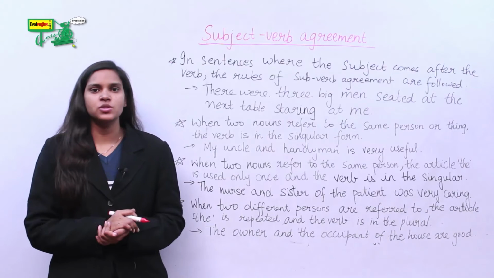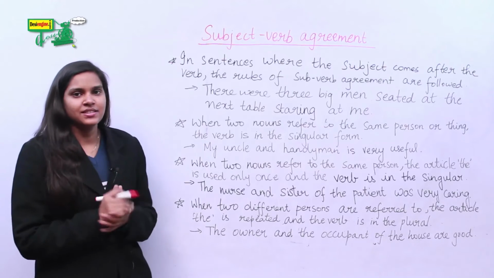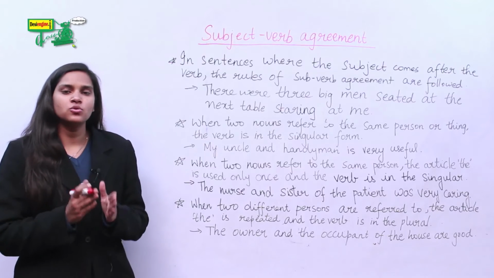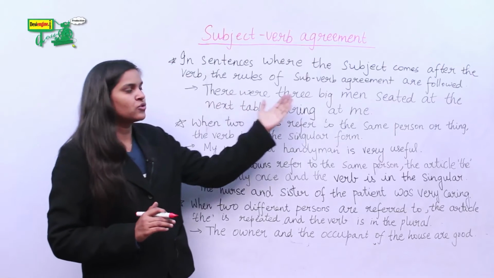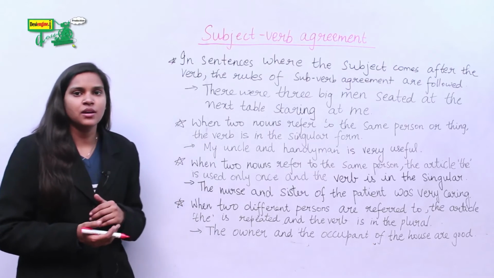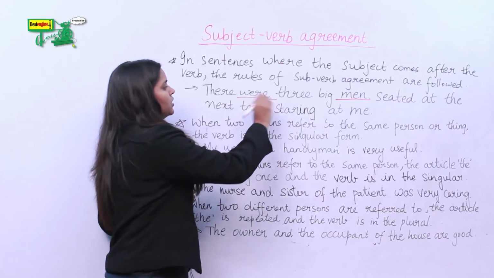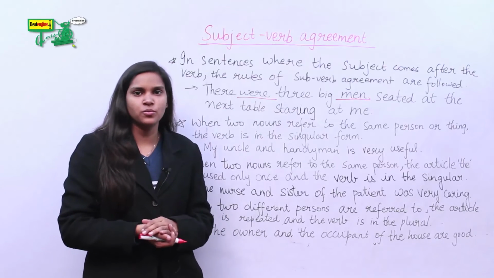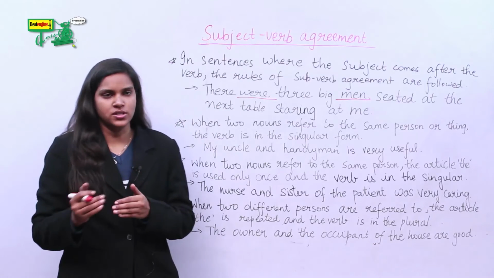There are few other rules worth remembering in a subject-verb agreement topic. Let's get started. In a sentence where the subject comes after the verb, the rules of subject-verb agreement are followed. For example, there were three big men seated at the next table staring at me. Here the subject is men and the verb is were. The subject is in the plural form and therefore the verb should also be in the plural form. Therefore, were is used instead of was.